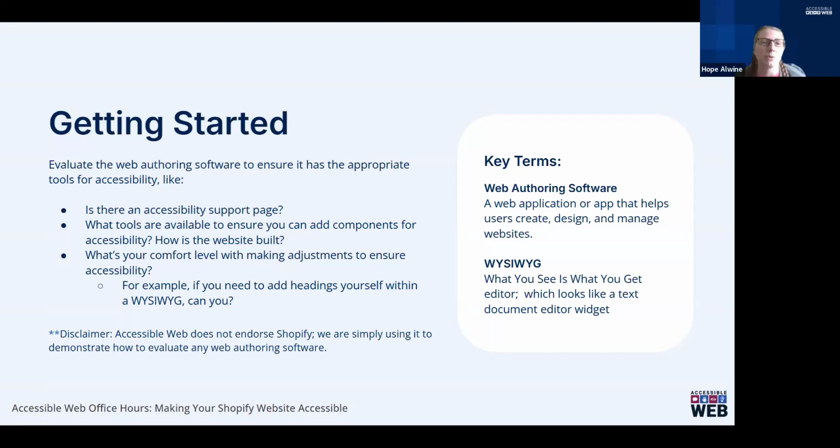So before you get started making your website, let's look at some ways to evaluate your web authoring software first to make sure it has the appropriate tools for accessibility. For example, is there an accessibility support page? This lets you know that the software acknowledges accessibility as well as what tools may already be built into the software itself. Another question is, what tools are available to ensure you can add needed elements for accessibility? For example, does it have the ability to add alt text easily once an image is uploaded?